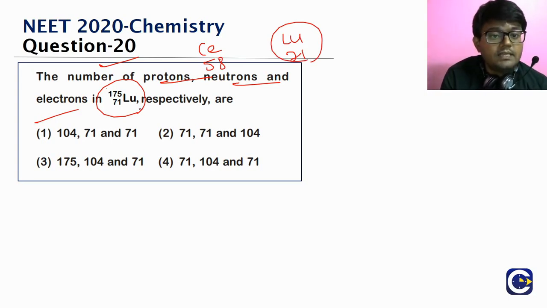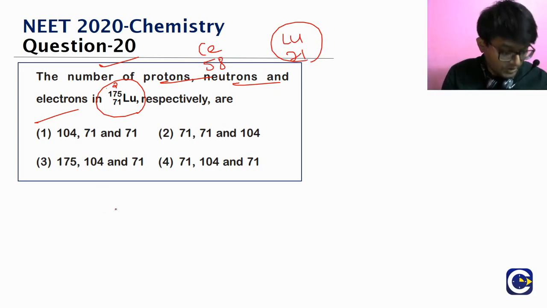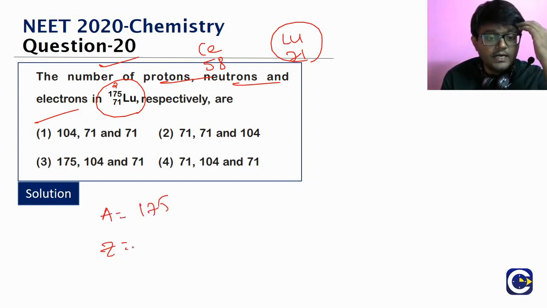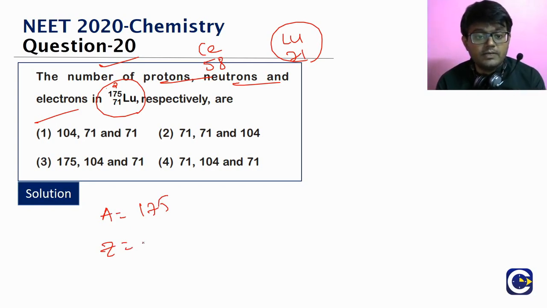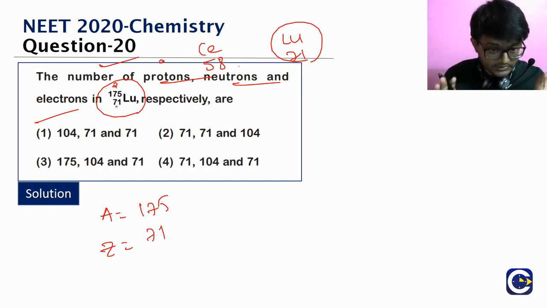So here, what is the number that you will show in the top left? It is the mass number. So if you look at it, what is given to us? The mass number A is given to us. A is 175. And what is the number that will show in the bottom left? It is the atomic number. What is the atomic number? 71. From here we have to find the number of protons, neutrons and electrons.